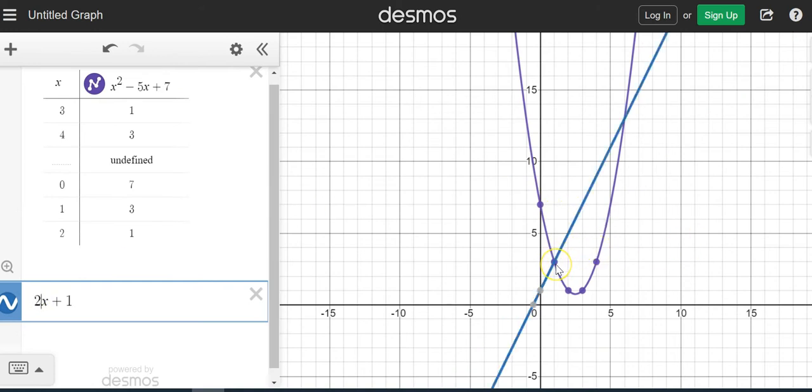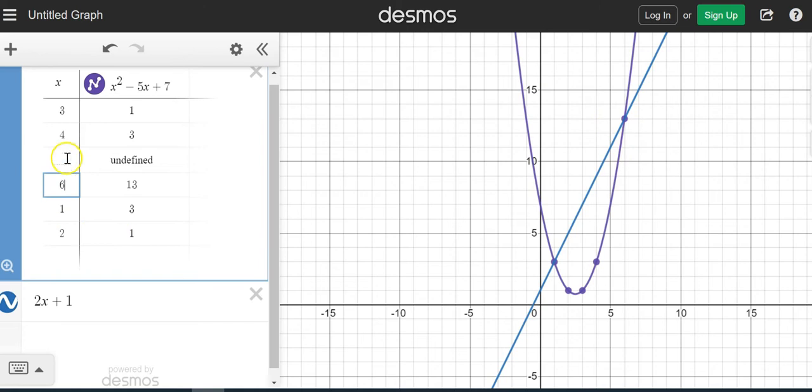And I have my points of intersection right here at 1, 3, and 6, 13. But again, I don't have a point up there. But again, if I wanted to, I could just put a 6 in there. And there's my 13. Now obviously the vertex is not going to be a solid corner point, but I still have these points right here.